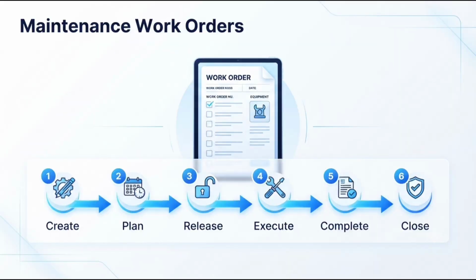Work orders are the heart of SAP PM. Once a notification is reviewed, a work order is created to plan and execute the actual maintenance task. The work order contains operations, required materials, tools, and the people who will perform the job. It goes through stages such as creation, planning, release, execution, and completion.